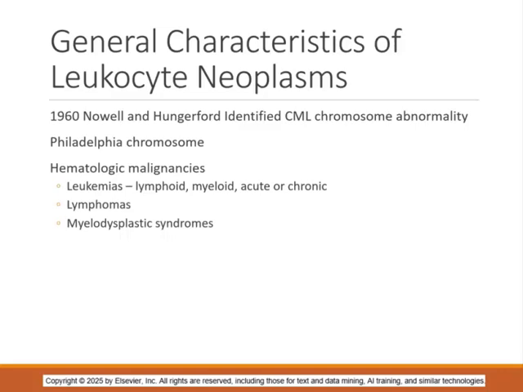Leukemias are broken down into two general types, lymphoid and myeloid. Myeloid includes the myelocytic series and the monocytic series, and then we break them down into either acute or chronic, which we'll explain with each chapter. Lymphomas are cancers seen in the lymphatic system. They're usually solid tumors, like in lymph nodes or spleen. Myelodysplastic syndromes are where we start to see abnormalities, but it does not yet meet the criteria to be considered a leukemia or lymphoma.